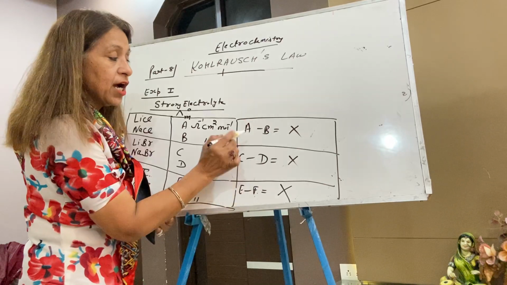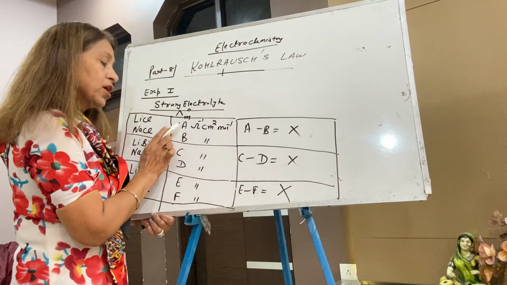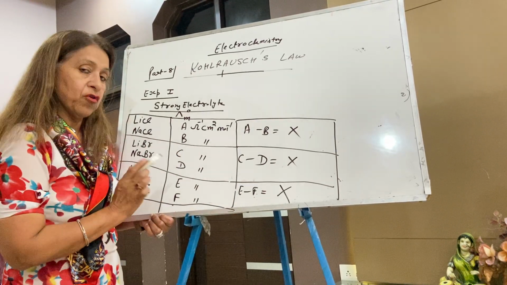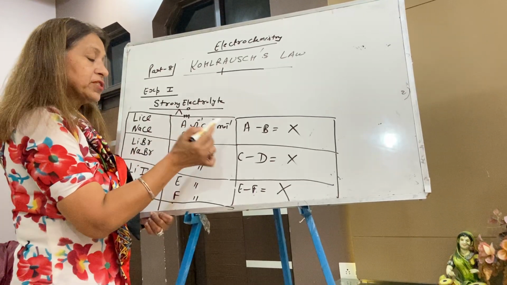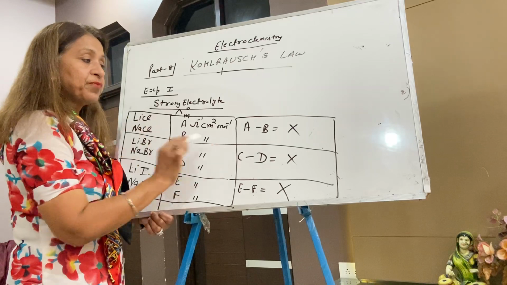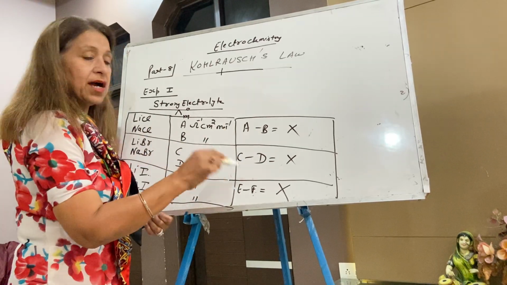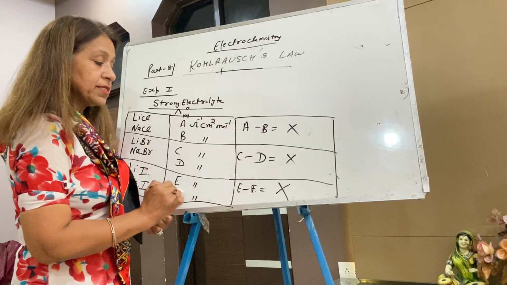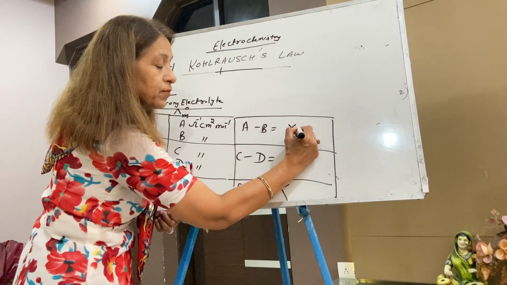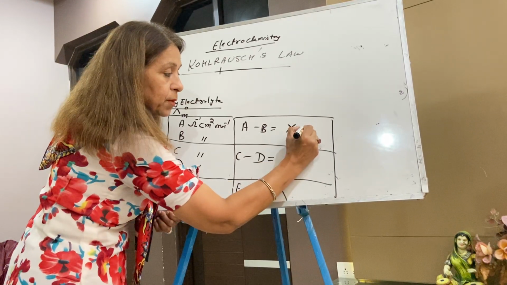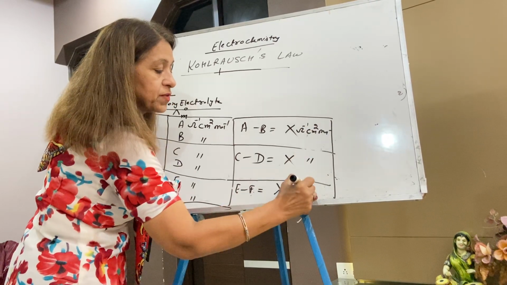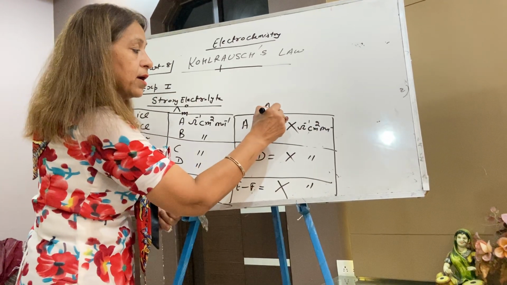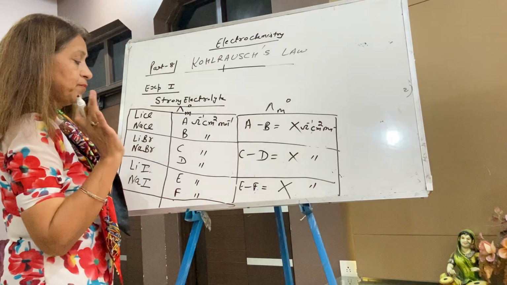After subtraction, whatever the values A, B, C, D, E, F are, they are all different. But after subtraction of the first pair, A minus B, the answer is X. C minus D, the answer is again X. E minus F, the answer is again X. Write the unit as per ohm centimeter square per mole, all the same because these are all differences of lambda m naught.